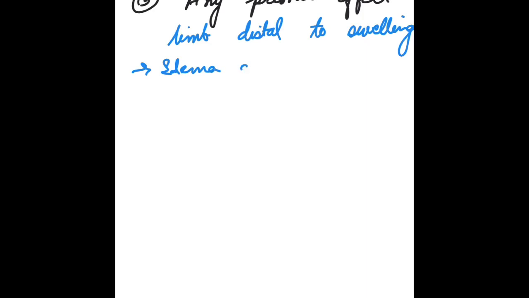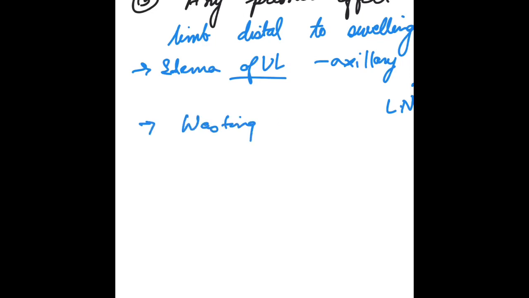To look for pressure effect, you have to look at the limb distal to the swelling. If there is edema of the upper limb and there is an axillary swelling, the swelling has to be that of a lymph node. Similarly, sometimes there will be wasting distal to a swelling. This may be due to injury to nerves, leading to disuse of the limb. Okay.